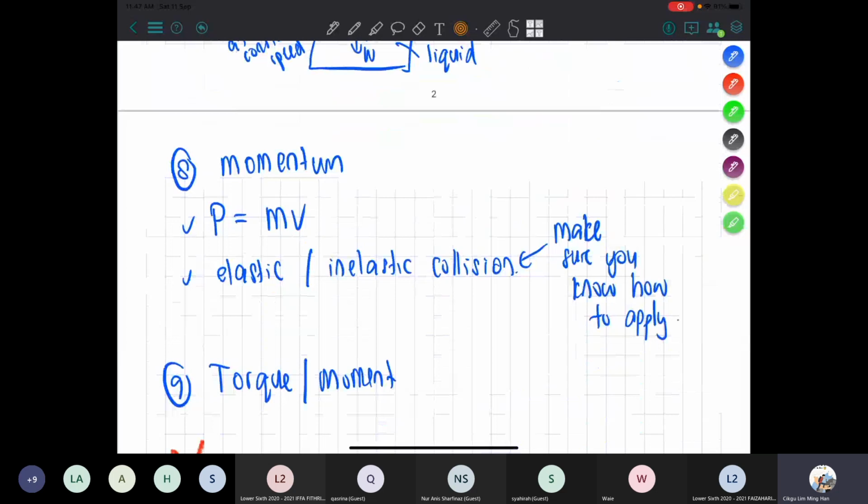And then we also have momentum. Yeah. Momentum, of course, is this one, P equal to mv. So you'll be tested in your paper 1 about elastic collision and inelastic collision. So you make sure you are able to apply this one. Yeah. So you look for past year, asalkan ada momentum, you practice lah.